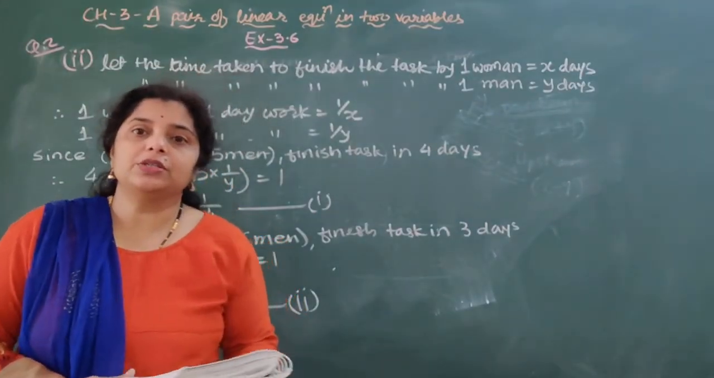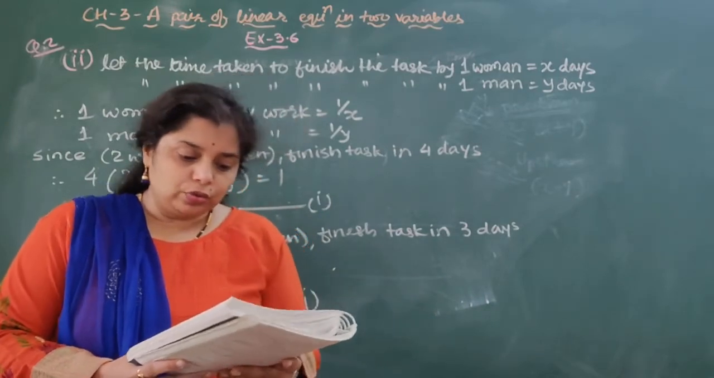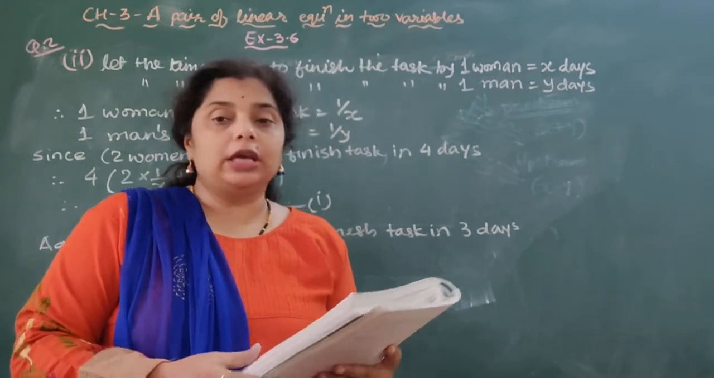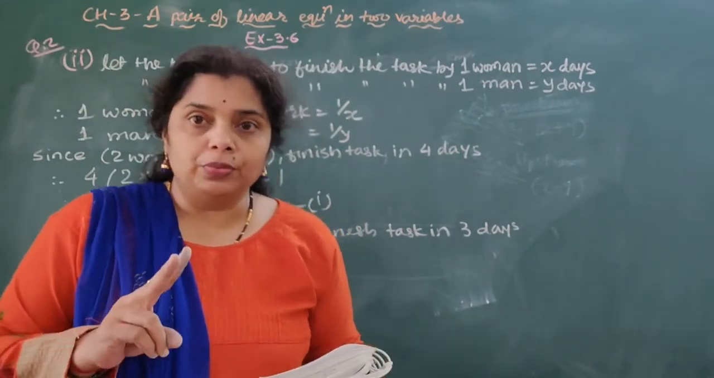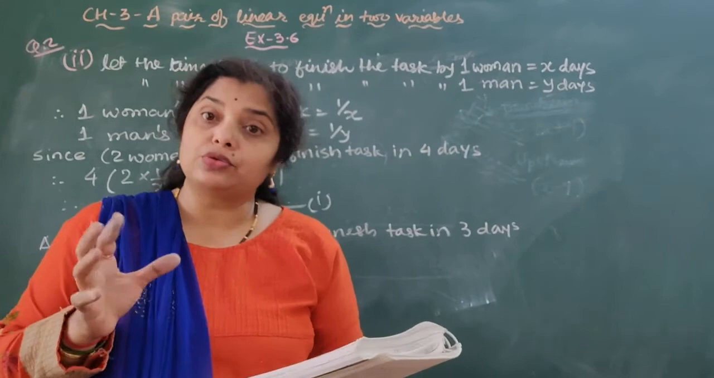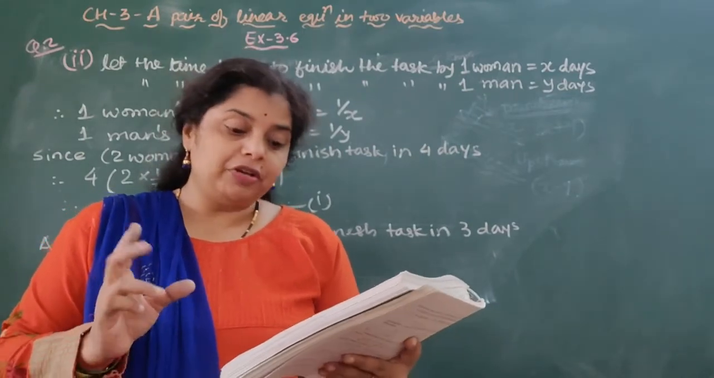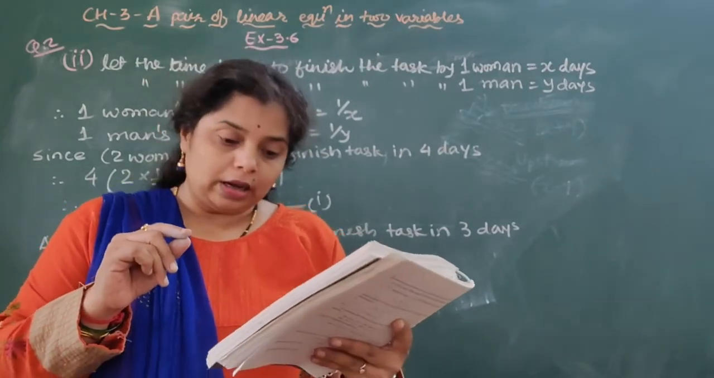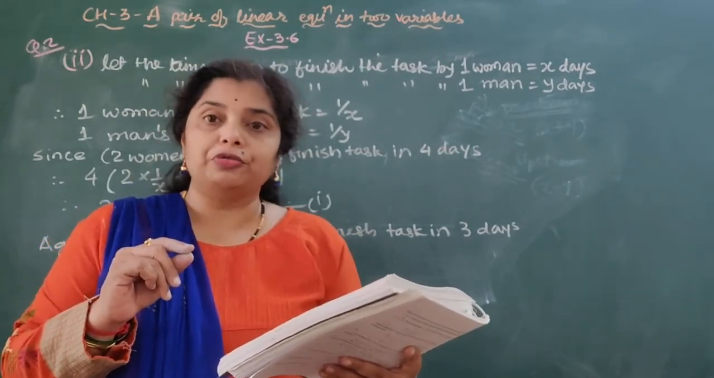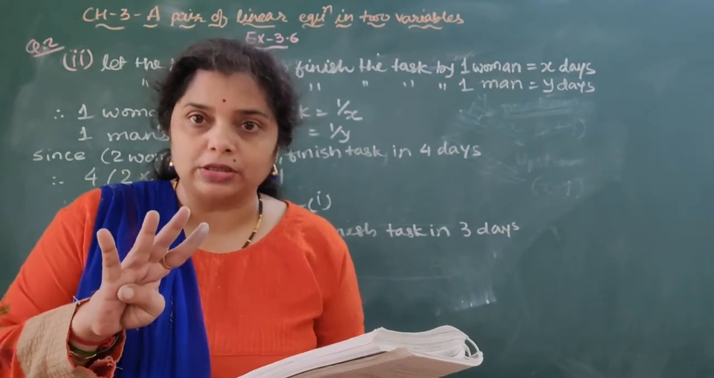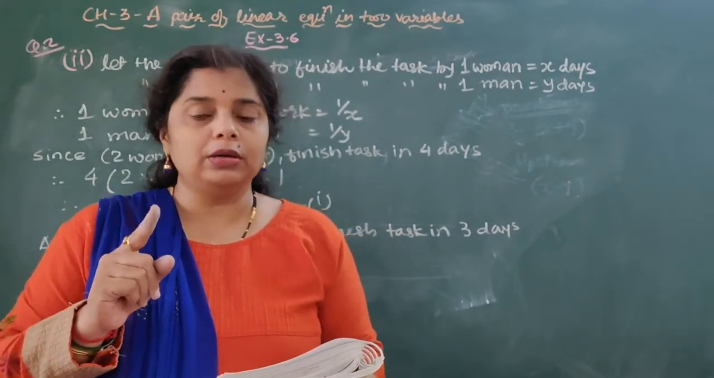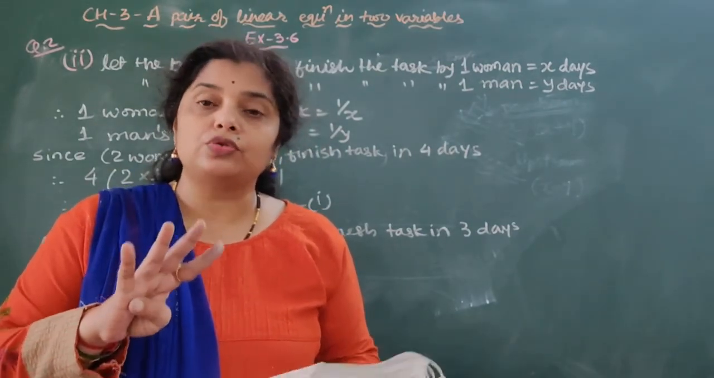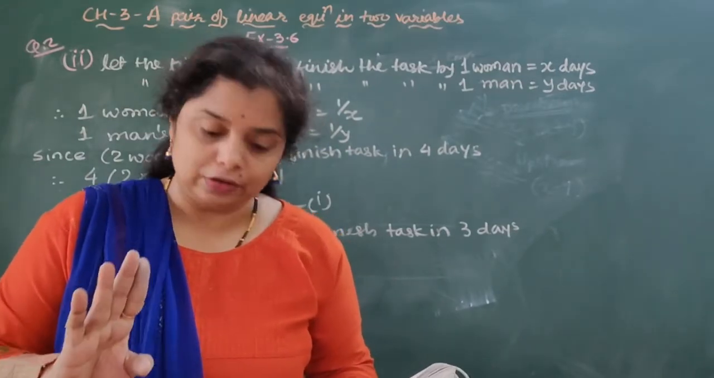Now question number 2. This is a very interesting question. 2 women and 5 men can together finish an embroidery work in 4 days. Here, 2 women plus 5 men together, both work together. Finish an embroidery work means they do one single work together. And how many days do they require to finish one work only? 4 days. Try to understand. 2 women plus 5 men together require 4 days to finish one embroidery work.